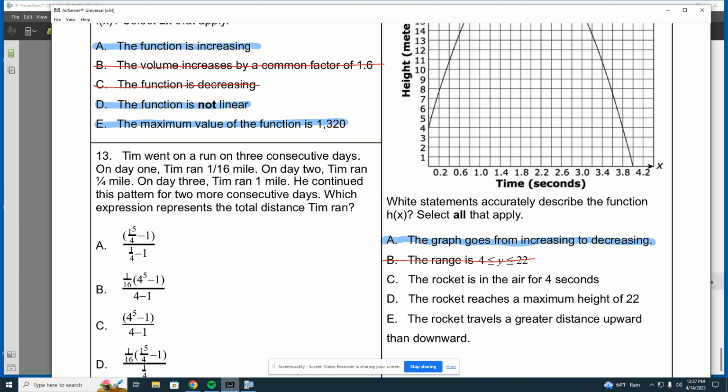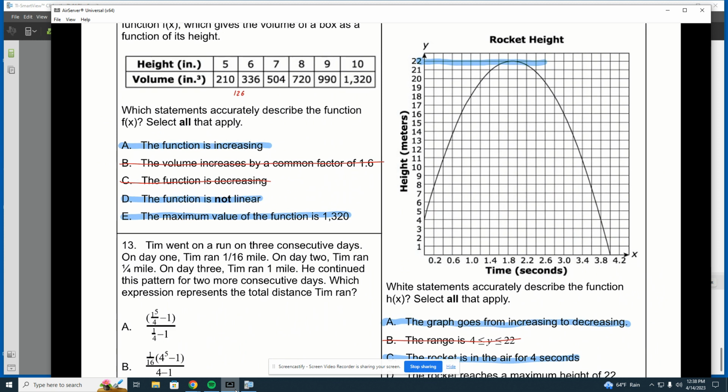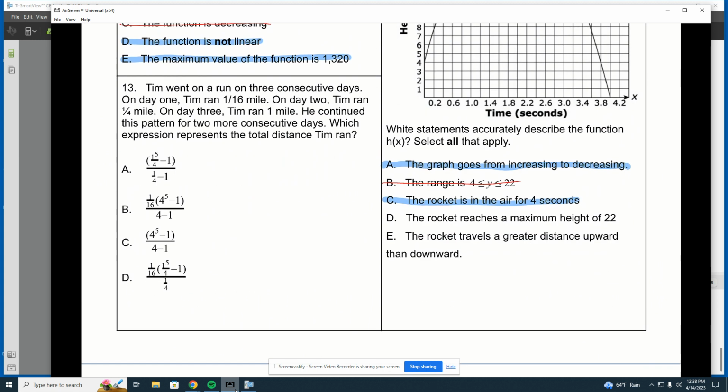The next concept says this. The rocket is in the air for 4 seconds. Remember, time is on the horizontal axis. From when that thing's launched to when it lands, how long is it in the air? 4 seconds. Look, guys, it's right here between 3.8 and 4.2. That's 4 seconds. So C is definitely correct. Look at D. The rocket reaches a maximum height of 22. I've got it highlighted up there. Is that the highest place it gets? 22? Absolutely. So D is correct.